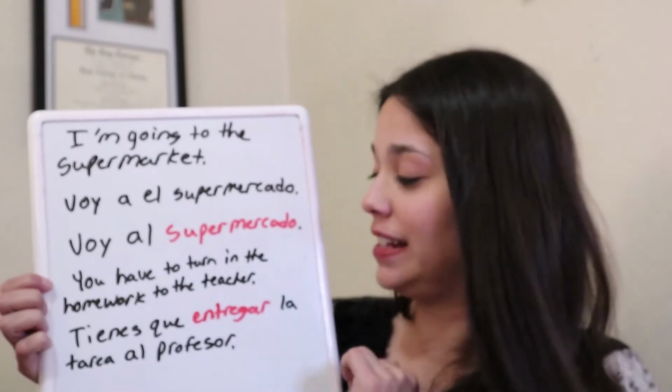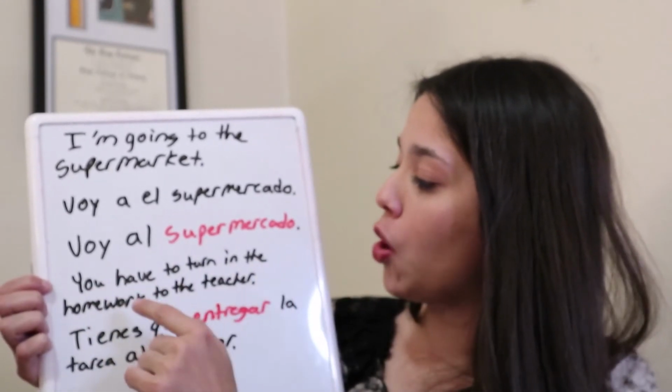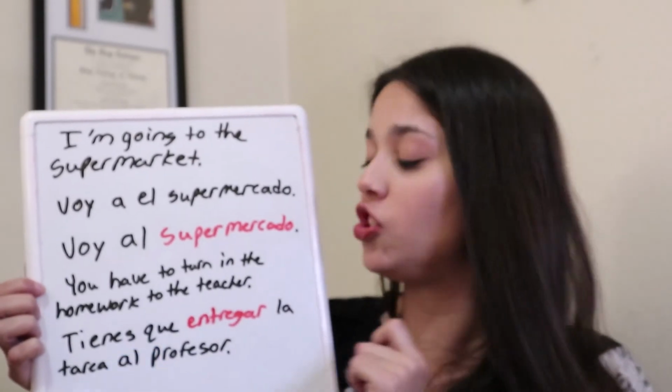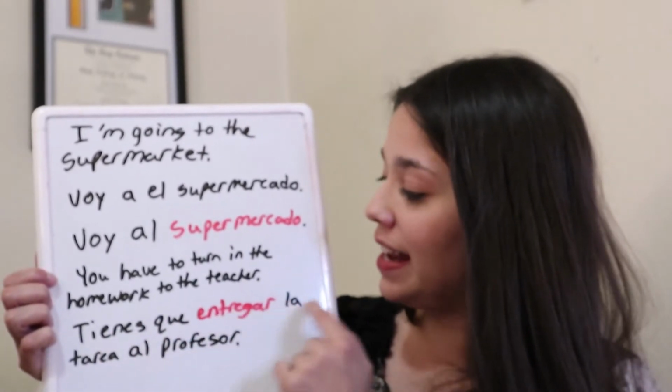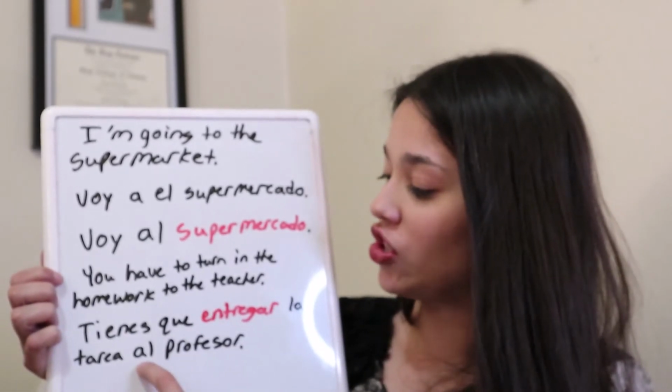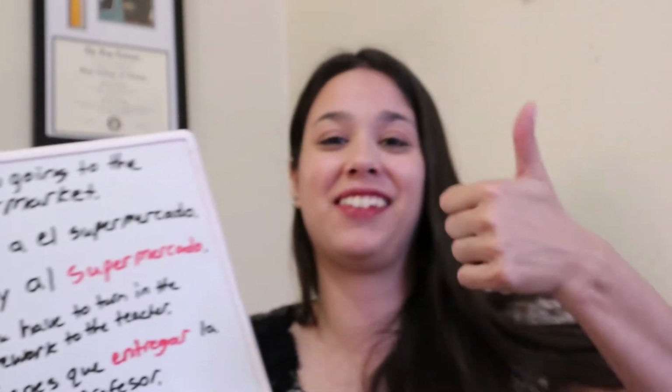Here's the next sentence. You have to turn in the homework to the teacher. Here's how you would write this sentence in Spanish. Tienes que entregar la tarea al profesor. And here's our contraction, al. Great job. Now let's look at the Spanish contraction del.